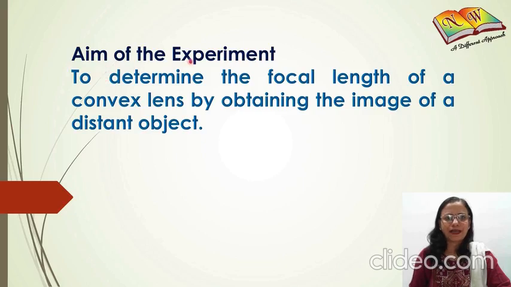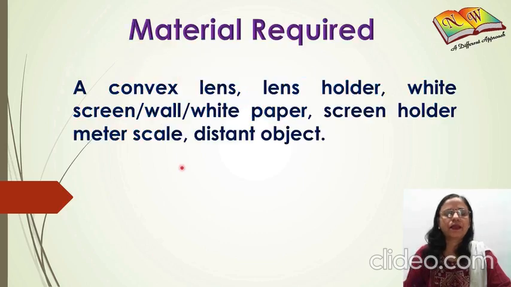The aim of the experiment is to determine the focal length of a convex lens by obtaining the image of a distant object. The material required for performing this experiment is a convex lens, a lens holder, a white screen or white wall or white paper, a screen holder, a meter scale or you can use an optical bench, and a distant object.